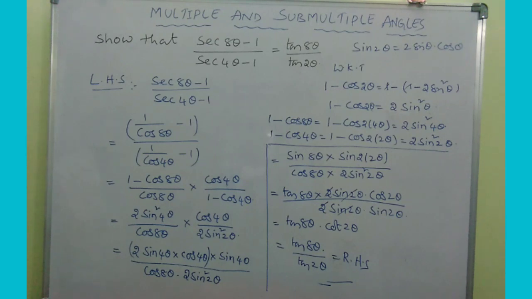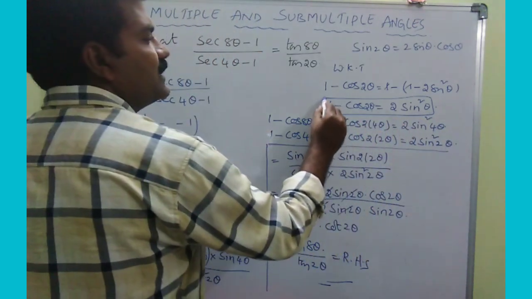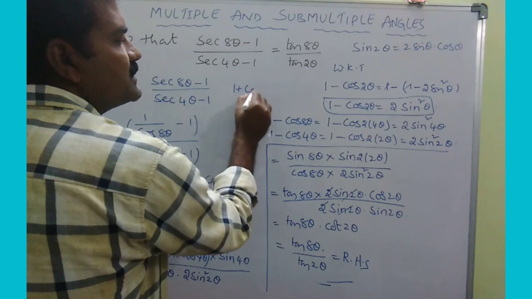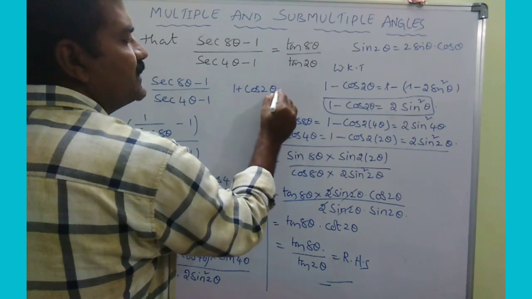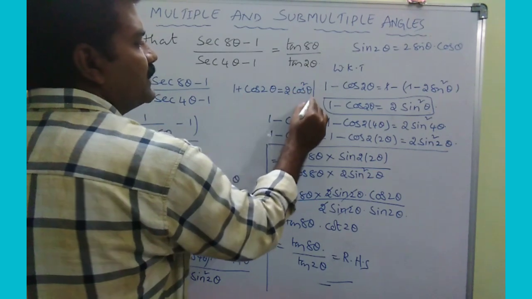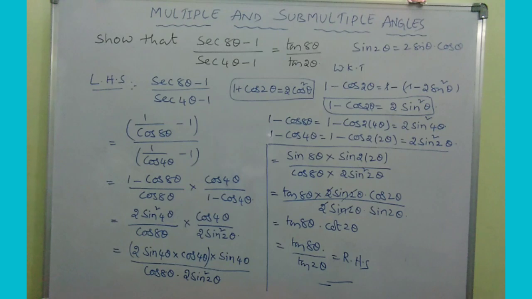So now almost all of this question depends on the formula of 1 minus cos 2 theta. So 1 minus cos 2 theta is 2 sin square theta, whereas the earlier question depended on 1 plus cos 2 theta, which is equal to 2 cos square theta. Most important formulas. So based on this, theta can be replaced with any value.